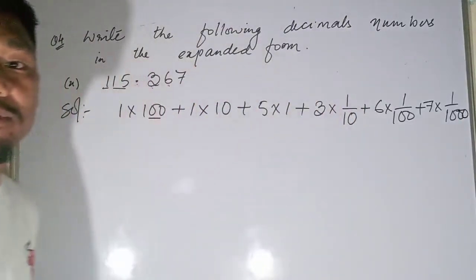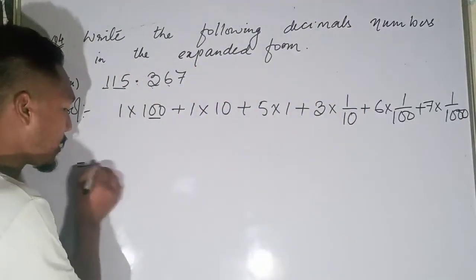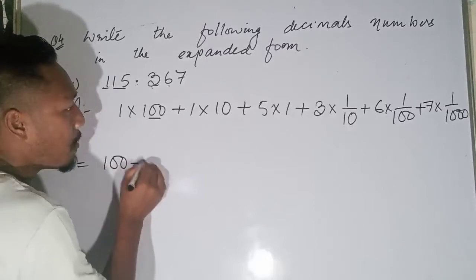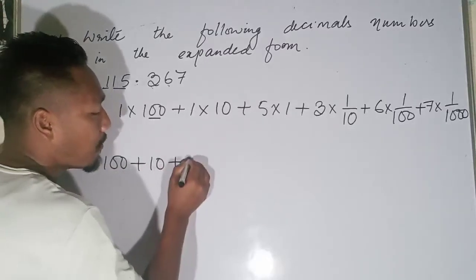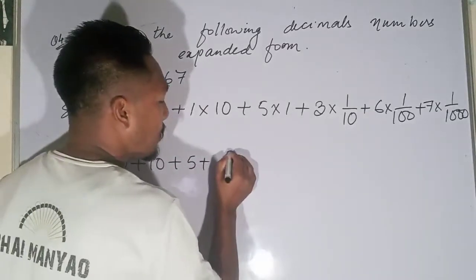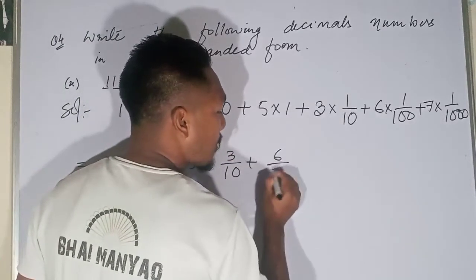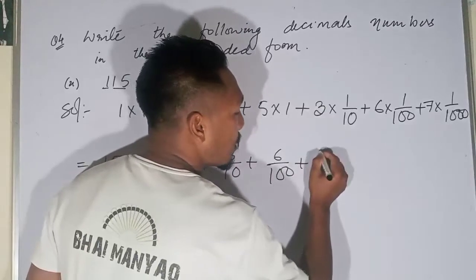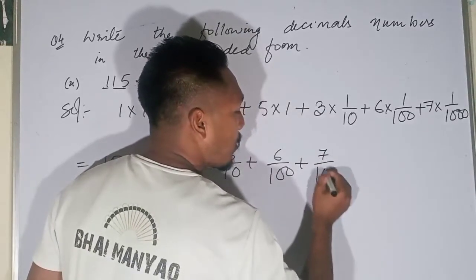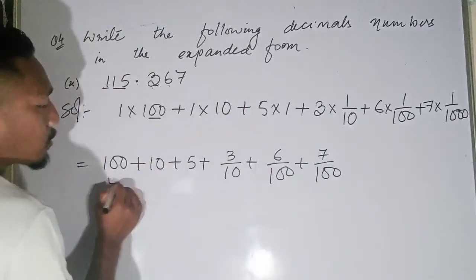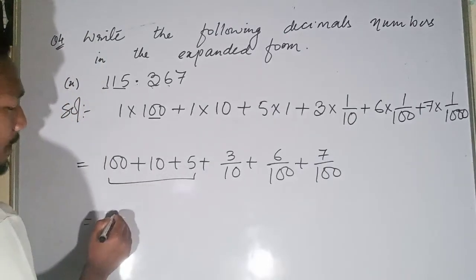Okay, I have to put 3 0. So if I multiply this 1 into 100 it will become 100, 1 into 10 will become 10, 5 into 1 will become 5, 3 into 1 will become 3 by 10, plus 6 into 1 will become 6 by 100, plus 7 into 1 will become 7 by 1000. Okay, so if you want to add these, you can add them. So I can easily add this.